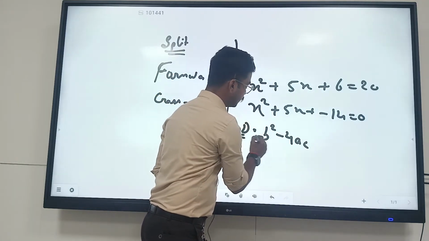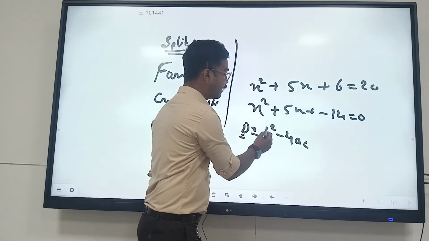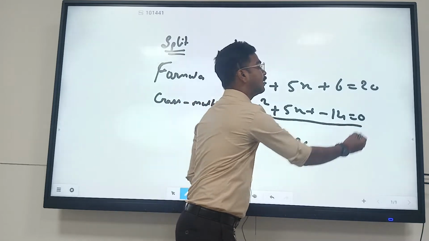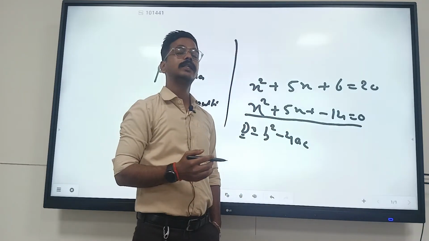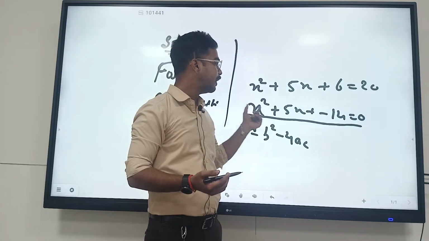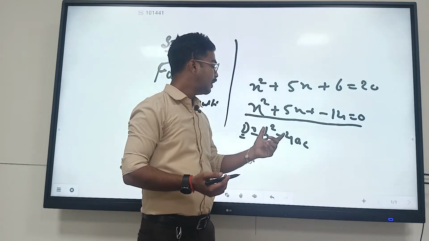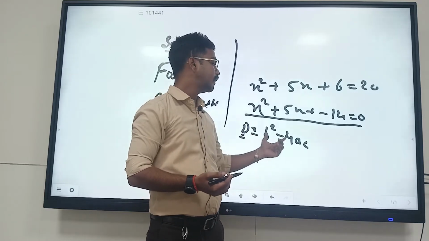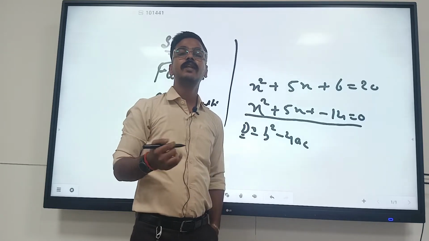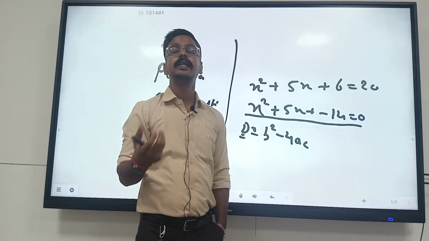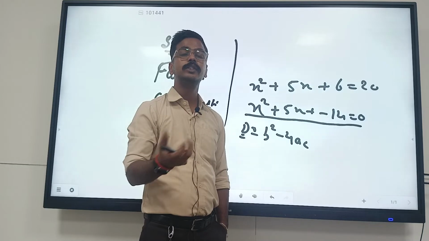So what are the values of a, b, c here? We can compare this equation with the standard equation. What is the standard equation? That is ax square plus bx plus c, and we'll get the values of a, b and c, and we have to put those values in the discriminant formula, that is b square minus 4ac. After that we'll get some value, and that value will tell us the nature of roots, what type of roots we are going to get.